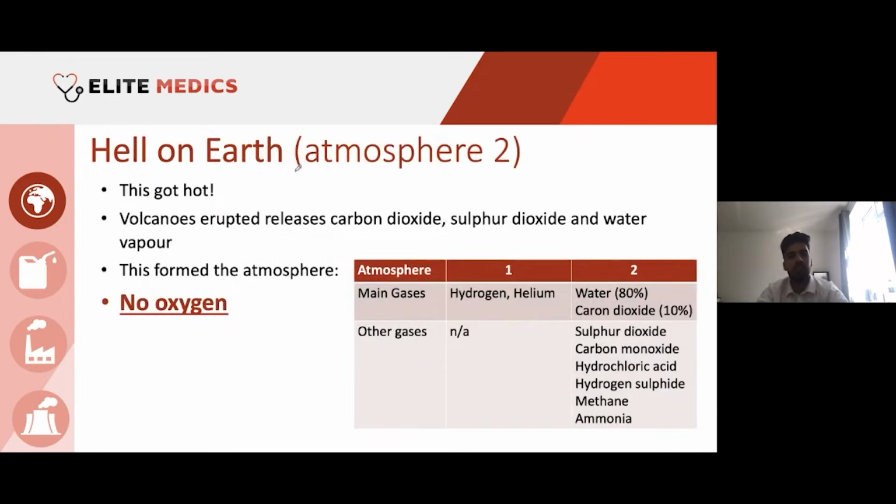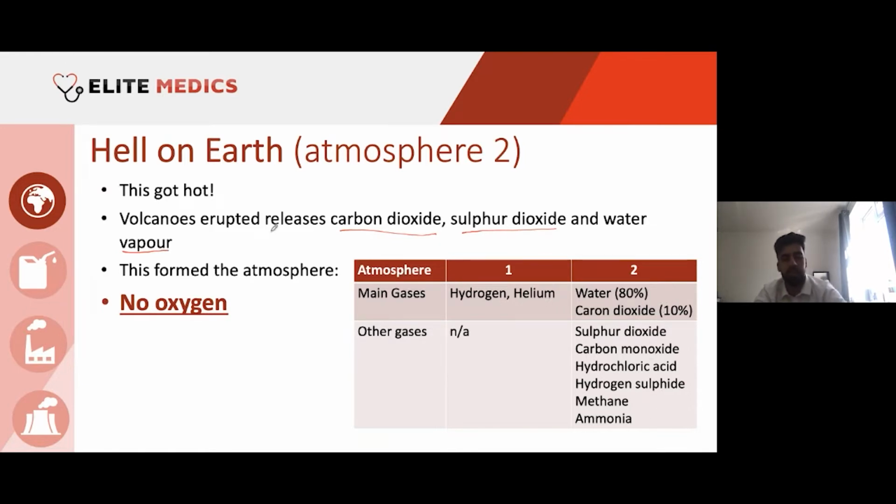Then we have atmosphere 2. This is where things got very hot. This is where volcanoes erupted, and the eruption of volcanoes released CO2, sulfur dioxide, and water vapor. Because of this volcanic activity, the atmosphere was able to form, with water being the majority of substances in the air, 80%, then carbon dioxide being 10%, and then other gases making up 10%. Notice we still don't have any oxygen yet.